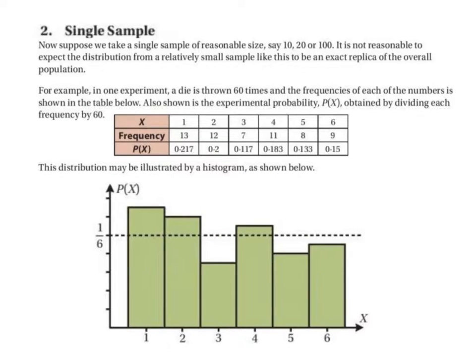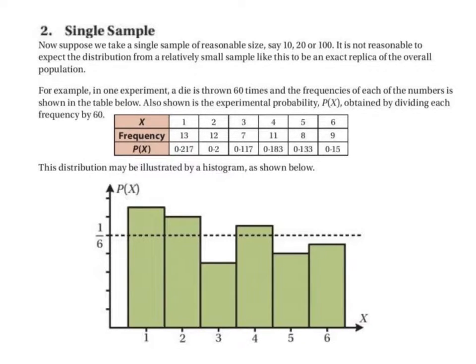Part 2, single sample. Now suppose we take a single sample of a reasonable size, say 10, 20 or 100. It is not reasonable to expect the distribution from a relatively small sample like this to be an exact replica of the overall population. For example, in one experiment, a die is thrown 60 times, and the frequencies of each of the numbers are shown in the table below. Also shown is the experimental probability, the probability of x, obtained by dividing each frequency by 60. So our x values are from 1 to 6. The frequencies, for example, we landed on 1 13 times, we landed on 2 12 times, and so on. So these are the frequencies.